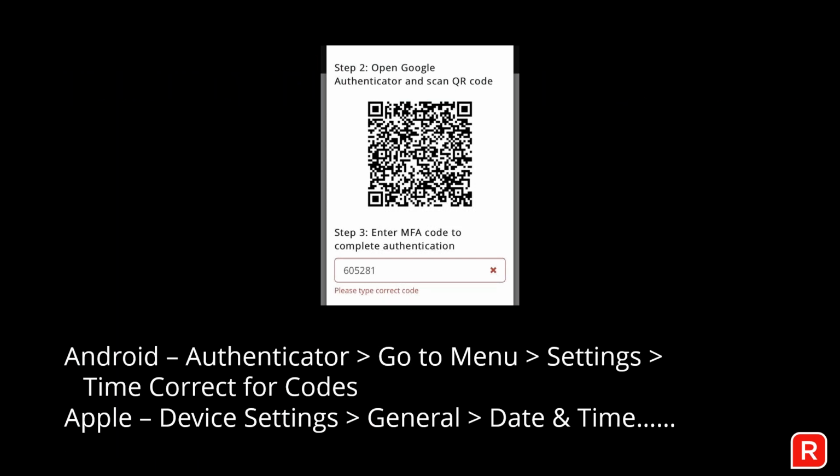With Android devices, you need to go into the Authenticator menus, select Settings, and select the option Time Correction for Codes. With an Apple device, you actually do this in your Apple device settings, go to General and reselect your date and time settings. And that should bring the two back in line and allow you to go forward.